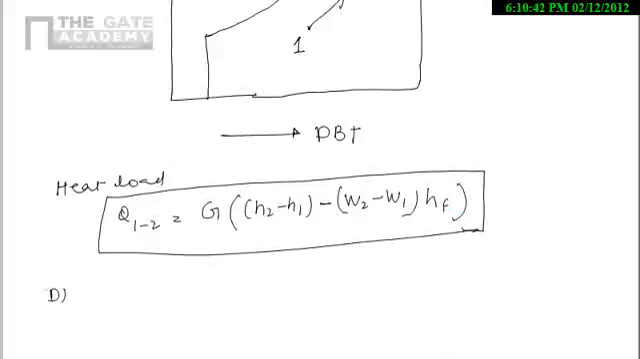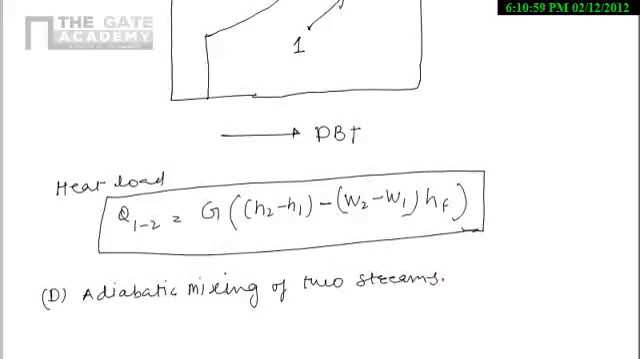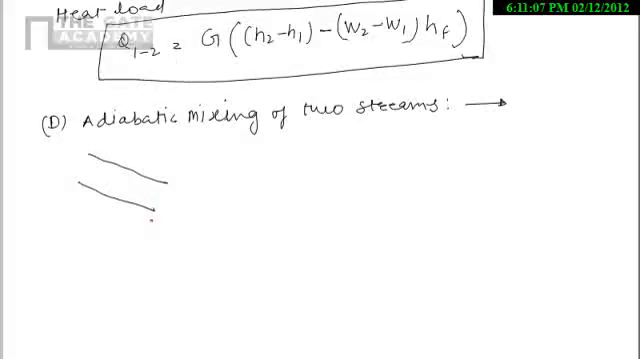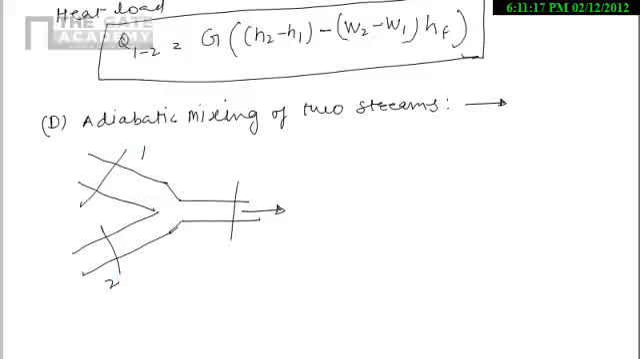Consider another process, that is adiabatic mixing of two streams. First of all, I will draw the diagram for adiabatic mixing of two streams. This one is one stream, and suppose this one is the second stream, and now it is mixing, and we are having this third. Suppose 1, here 2 and this 3.